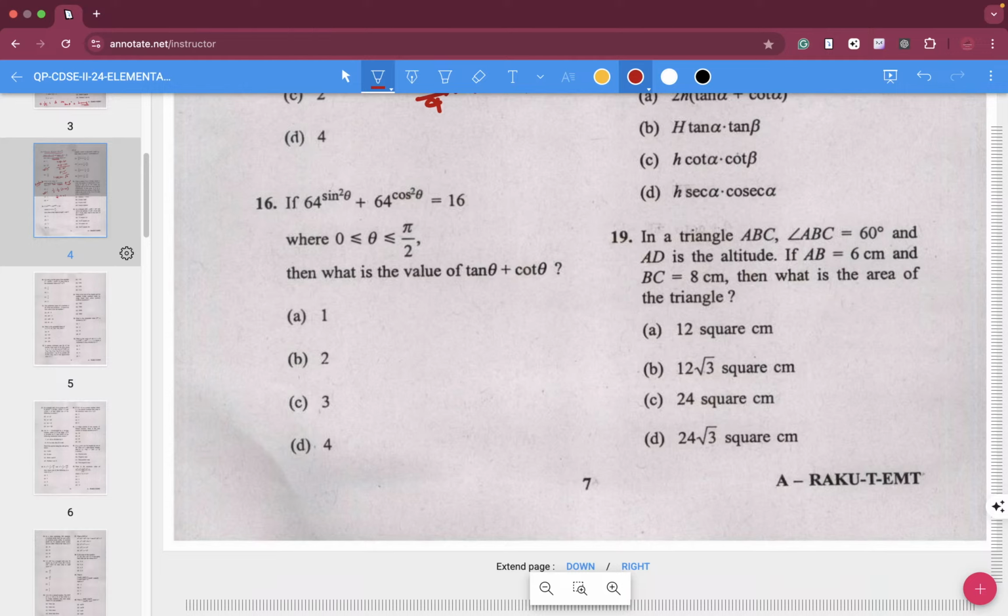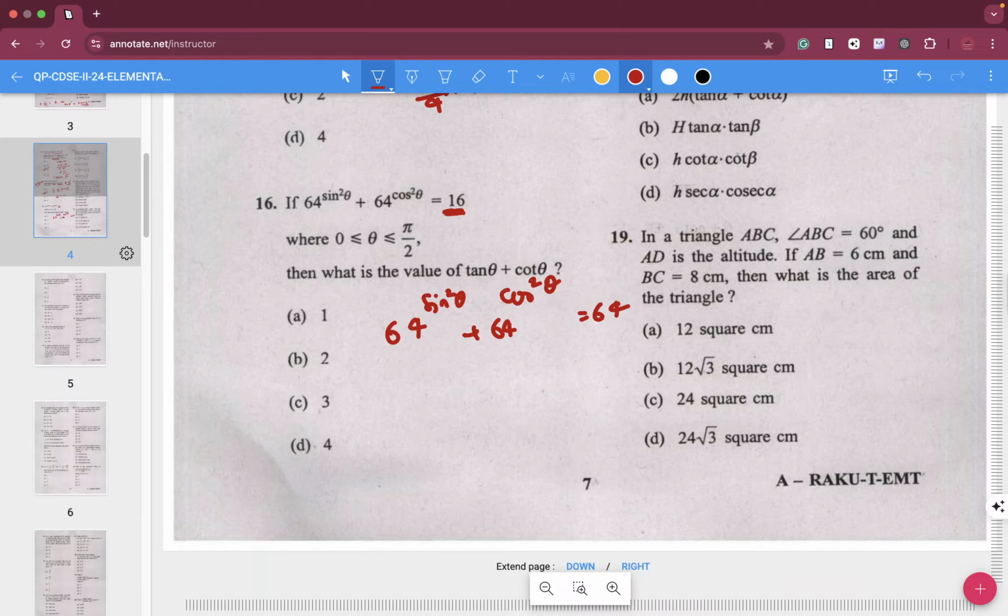Now let's look at question number 16, folks. 64 raised to the power sine square theta plus 64 raised to the power cos square theta is equal to 16.